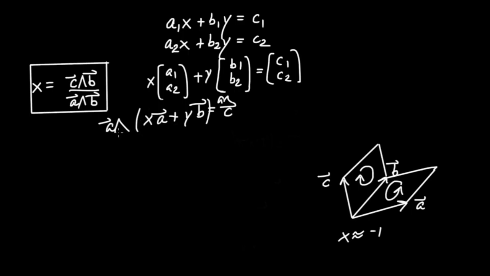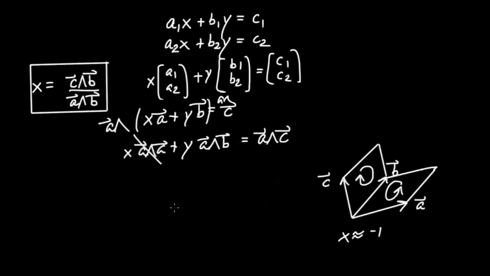So on the left-hand side, I'm going to have x times a wedge a plus y times a wedge b. And the reason I wedged on the left is so that I get this a wedge b in that order. And on the right-hand side, I get a wedged with c. So a wedge c. And again, something similar happens.